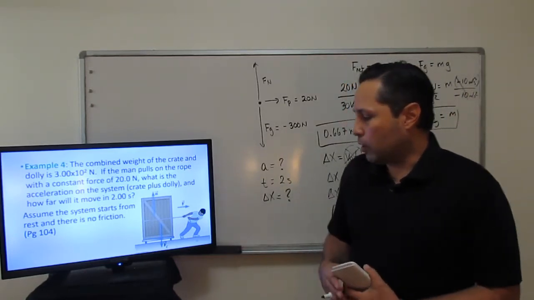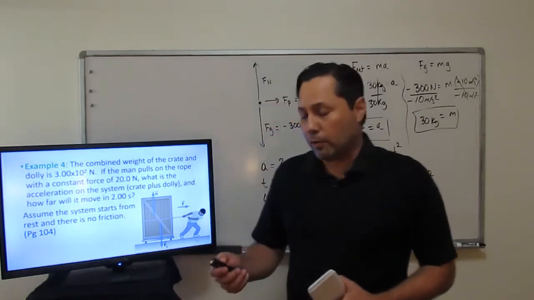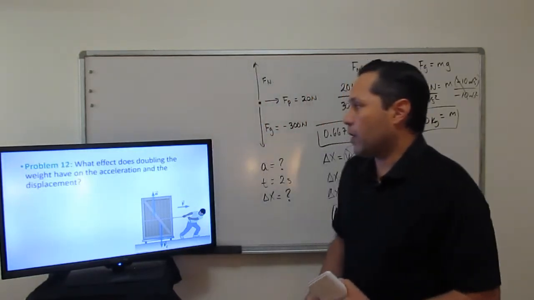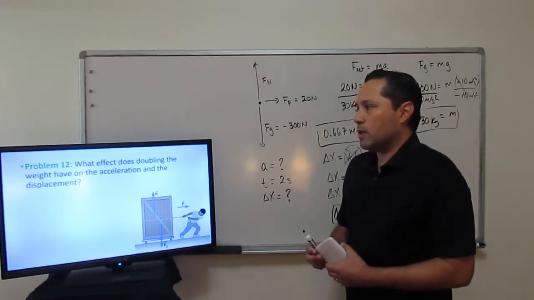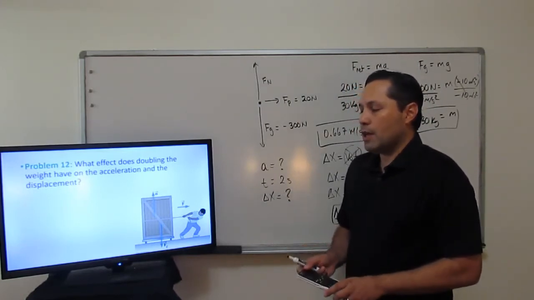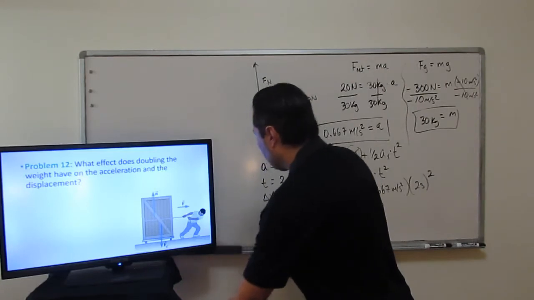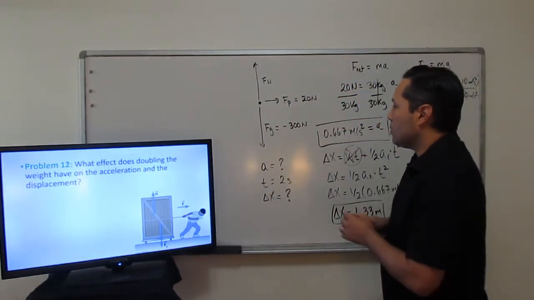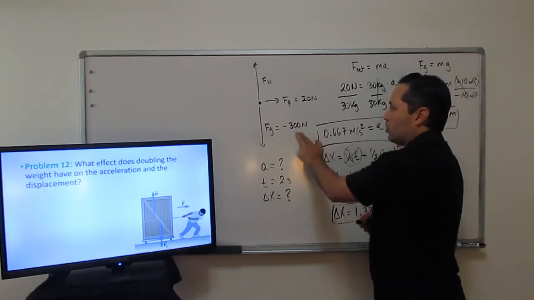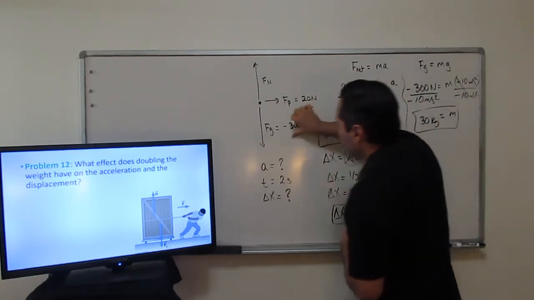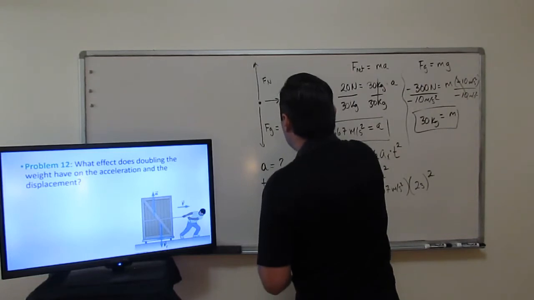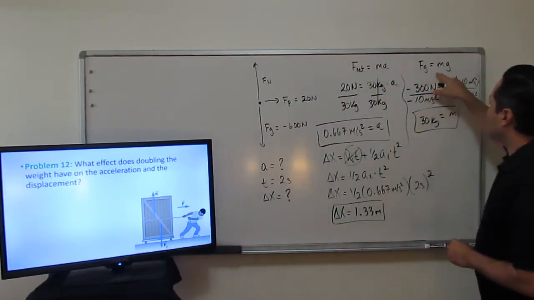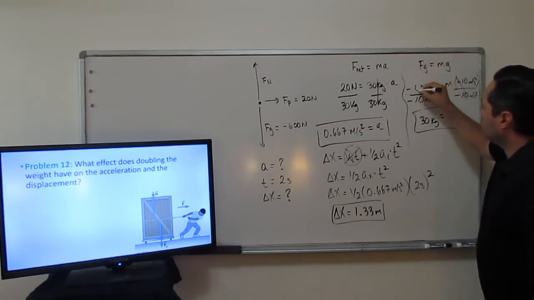We're going to go ahead and move on to the next one, practice problem 12. In this one they ask you, what effect does doubling the weight have on the acceleration and also on the displacement? Alright, so let's go ahead and take a look at that. What if we doubled the weight? So the weight was 300 newtons. What if we were to double that? So now it would be 600 newtons. Okay, so let's plug in that 600 right there.